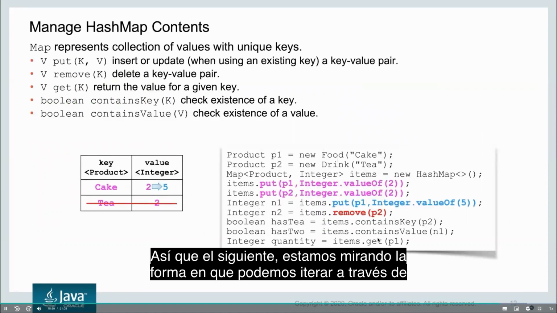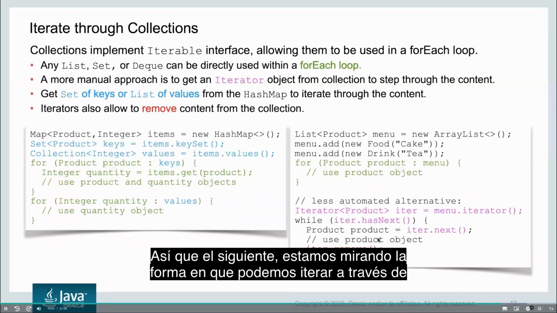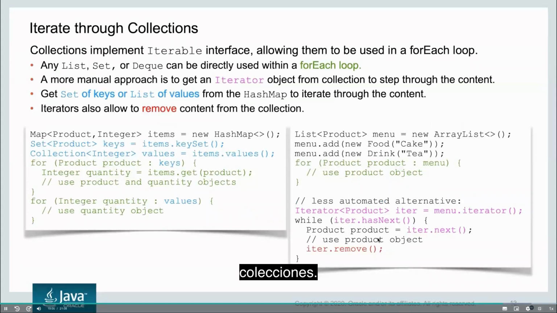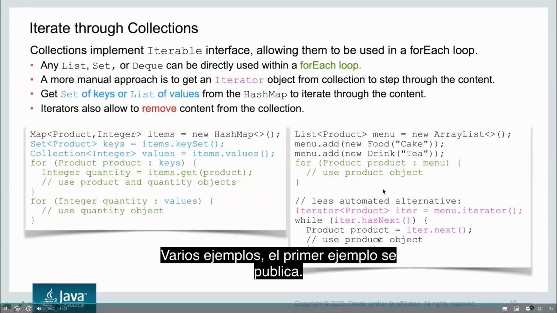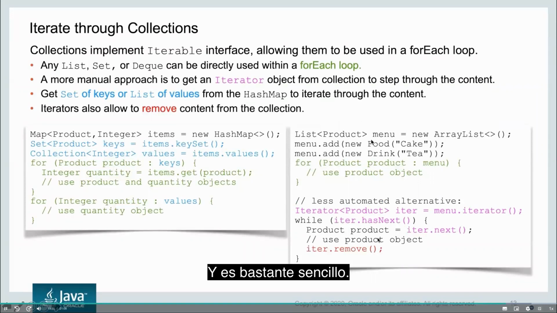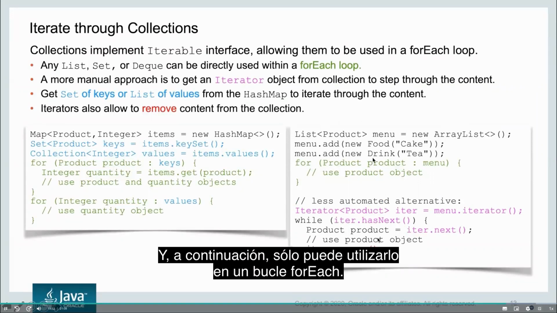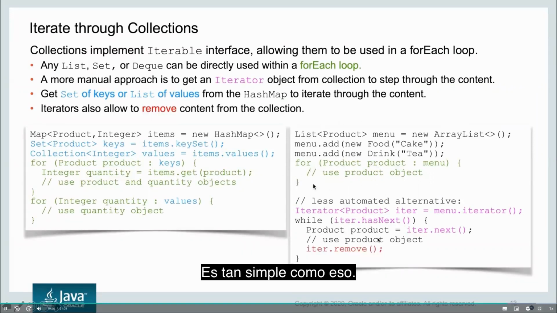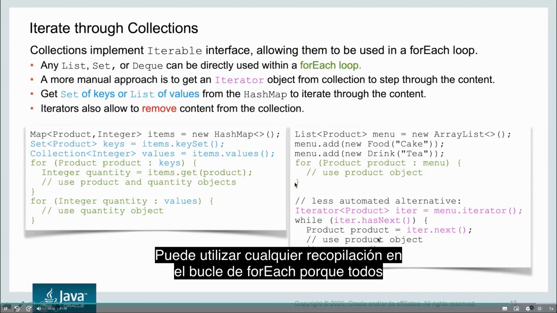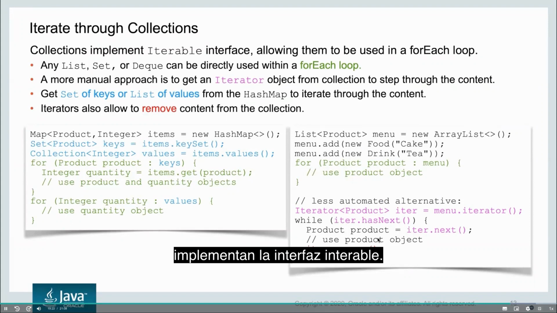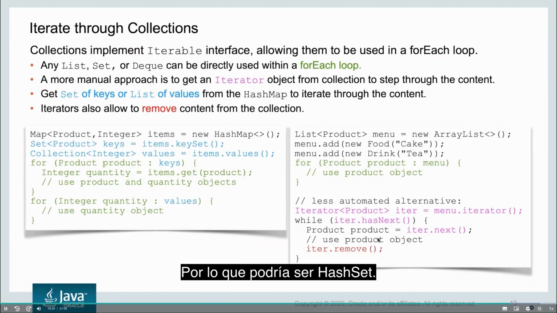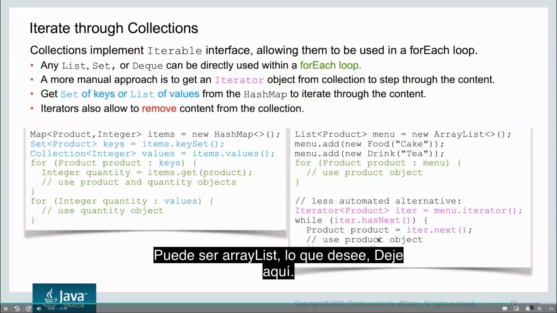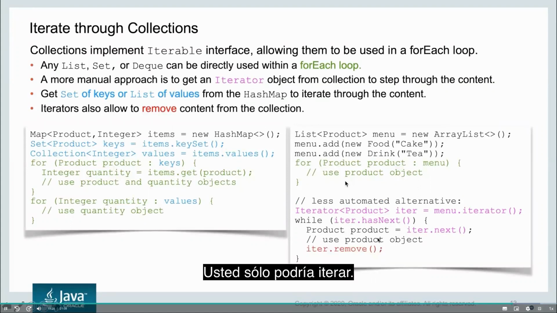Right, so next one, we're looking at the way in which we can iterate through collections. Several examples. The first example is ArrayList, and it's pretty straightforward. You added some content to it, and then you can just use it in a for each loop. It's as simple as that. You could use any collection in a for each loop because they all implement the iterable interface. So it could be hash set, it could be ArrayList, whatever you want. Yeah, you can just iterate.